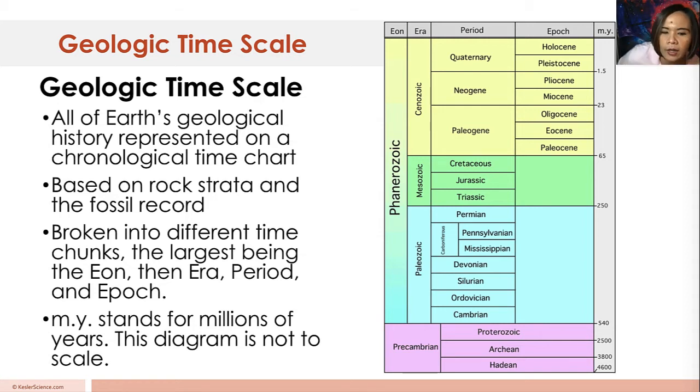bottom up, the oldest time frame that we can see here is the Precambrian, and this is broken up into three, followed by the next eon, which is the Phanerozoic eon. Then there are eras within the Phanerozoic, and in each era there are different periods, and the only epoch that we have is under the Cenozoic era, as you can see over here. And we'll discuss some of the highlights of our geologic history.